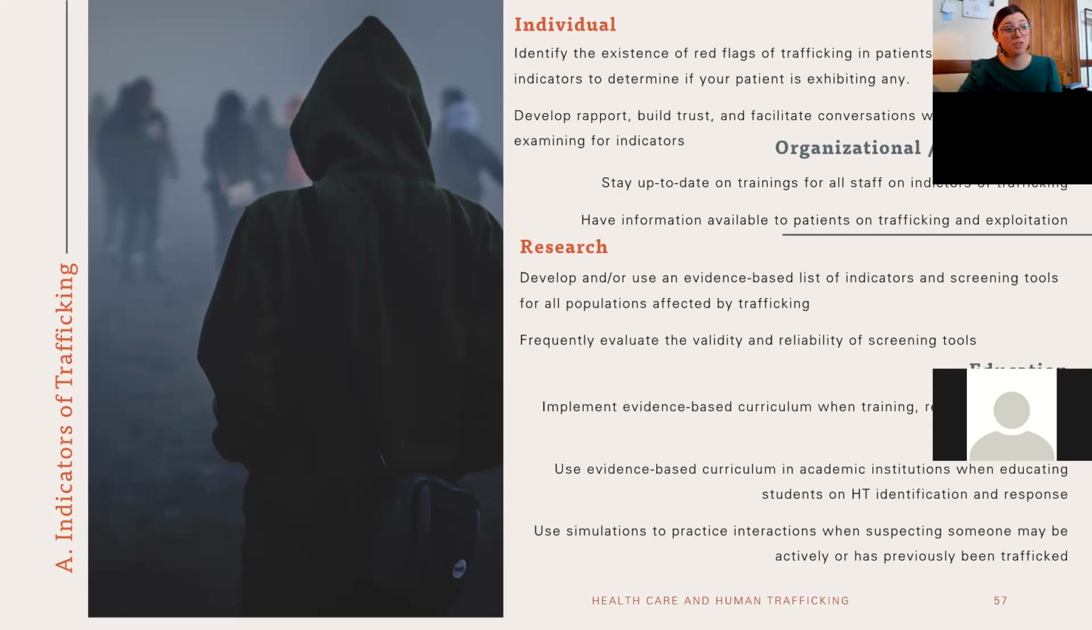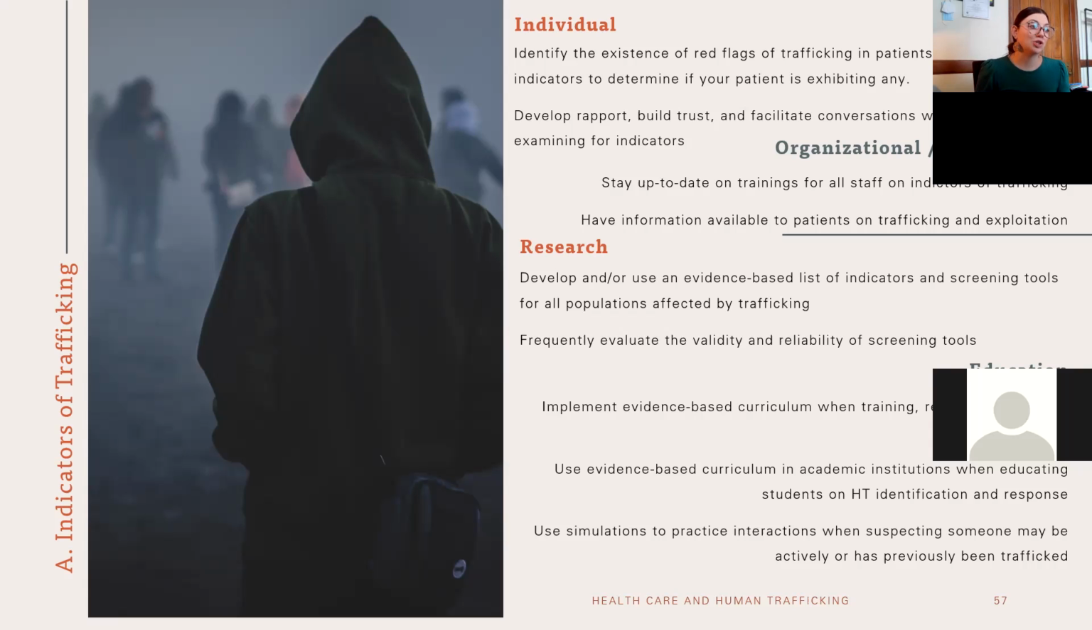Have information available to patients on trafficking and exploitation. Almost every clinic has a wall of brochures or in the room has one of those little things that has a bunch of different options for resources in there. Maybe have one of those be on exploitation or trafficking or even domestic abuse and sexual assault, right? Because we know that they so often overlap and co-occur.